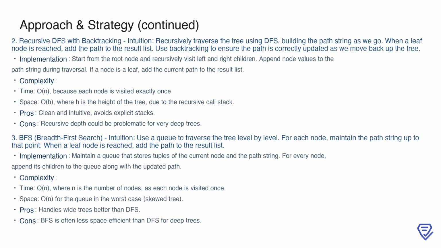A third option is breadth first search, or BFS, which uses a queue to traverse the tree level by level. For each node, we keep track of the path string accumulated so far. When we reach a leaf node, we add the path to the result list. While BFS handles wide trees better than DFS, it often requires more memory than DFS for deep trees, making it less efficient in those cases.